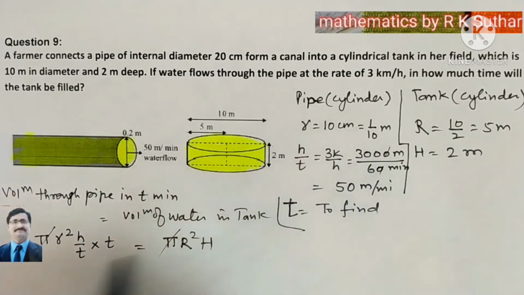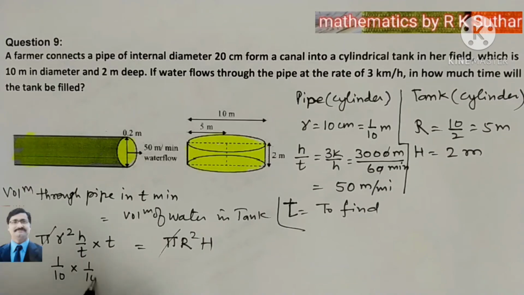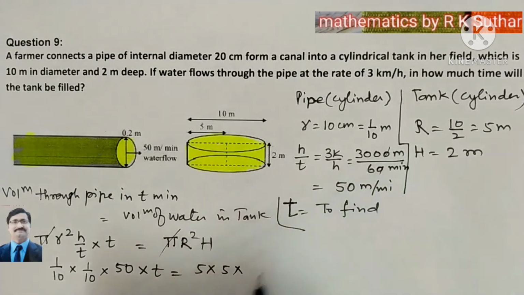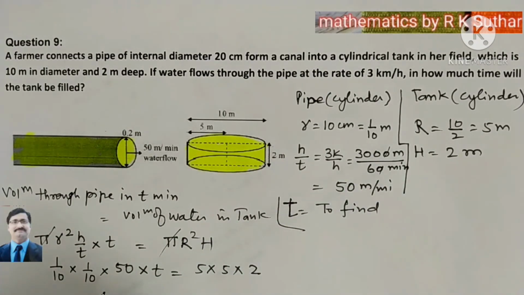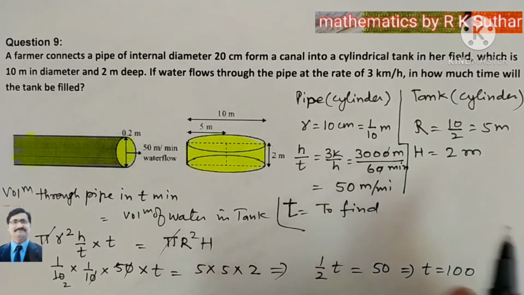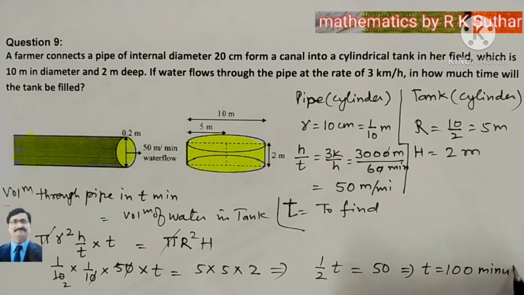r is here 1 upon 10, so we can write 1 upon 10 into 1 upon 10. h upon t is given to us, this is 50 meter per minute, and this time t we have to find, and R square is here 5 into 5, and H is given 2 meter. Look here, this 0 and 0 we can cancel, this 5 and 10 we can cancel, we get 1 upon 2. So this implies 1 upon 2 t equals 5 into 5 is 25, into 2 is 50, so we get 50, and this implies t equals 100 minutes. All of you understand?